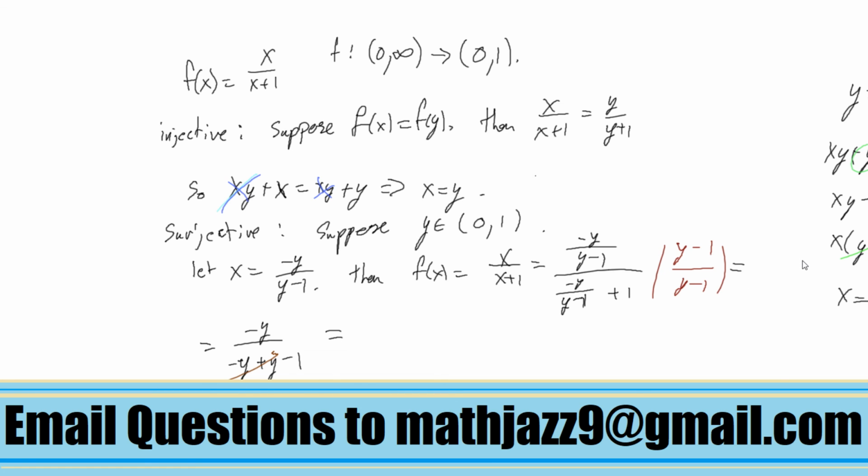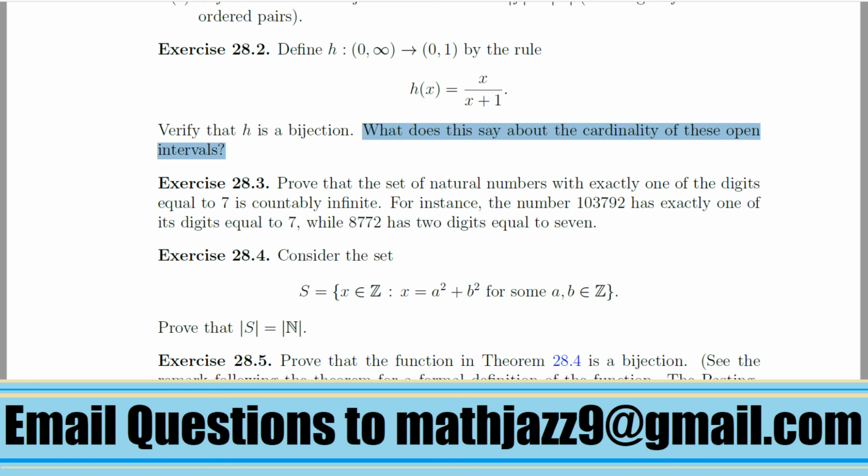And then we get a negative y on top and a negative 1 on the bottom. The negative signs cancel, leaving us with just a y. And that's what we wanted. We wanted to find an x such that when we plugged in x, we got out y. And that was the one that we needed. So here's our proof. We do have a bijection. Okay, so if we have a bijection, as the book asked, this shows that we have the same cardinality.